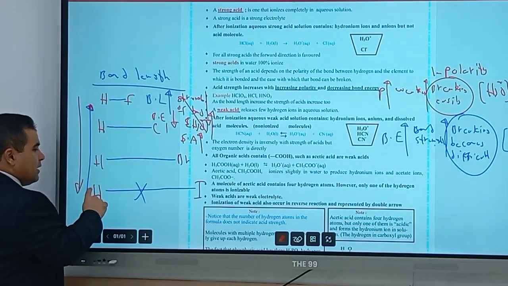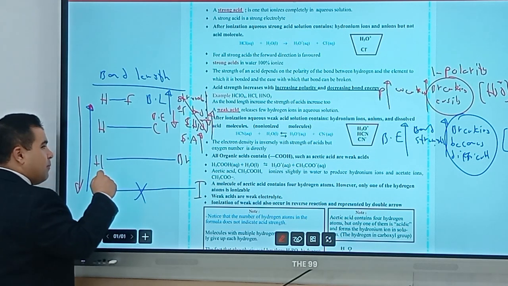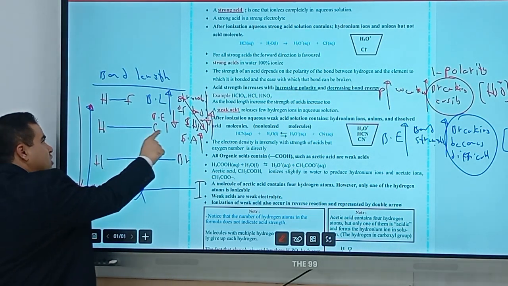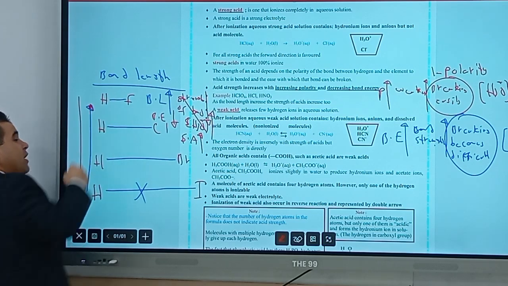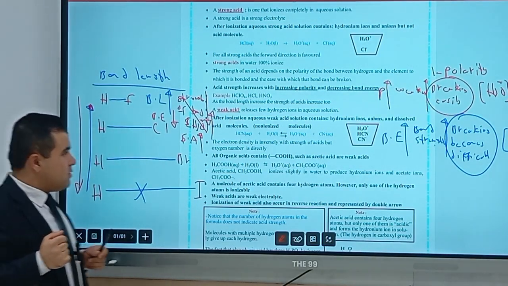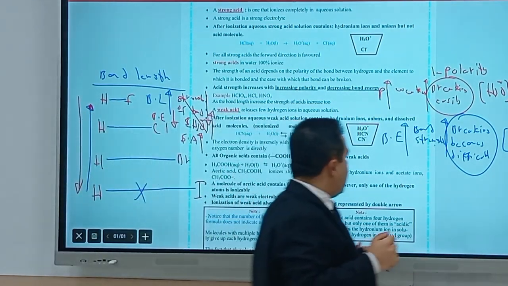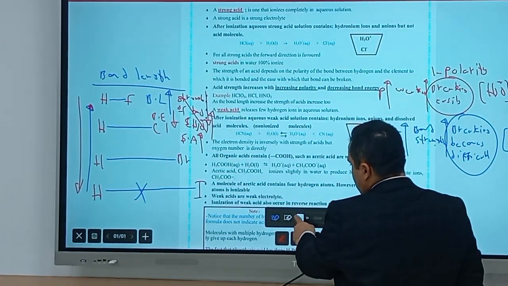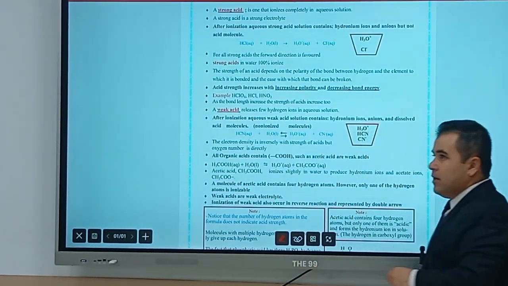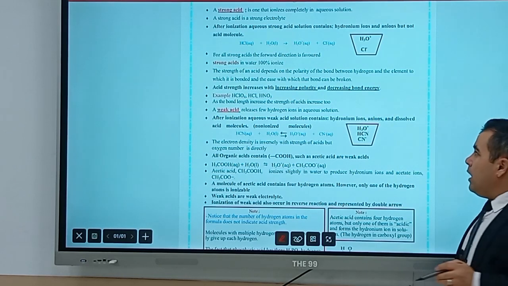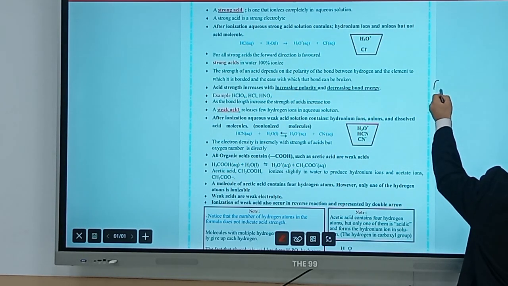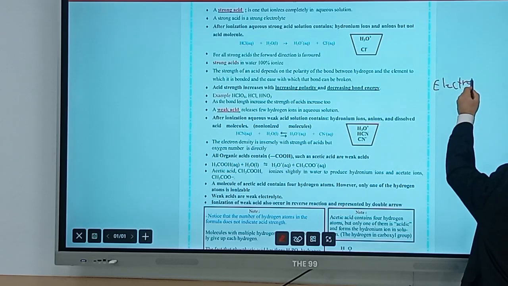So this can be said: HI among the binary acids is the strongest acid, followed by HBr and HCl, and then HF, and then H2S, the last binary. This was the bond length. What else remains is that with the bond length we can discuss the electronegativity.